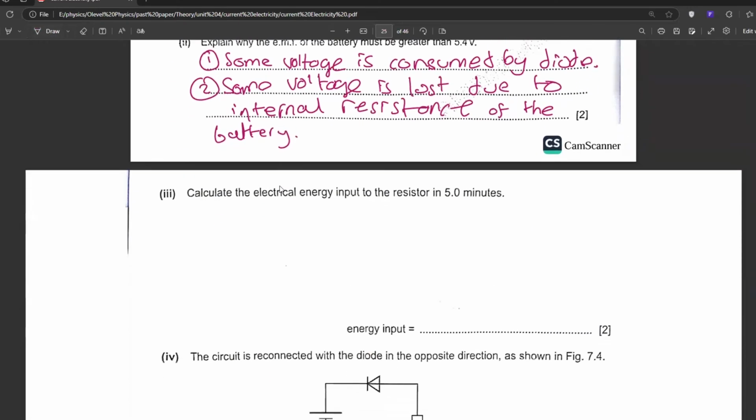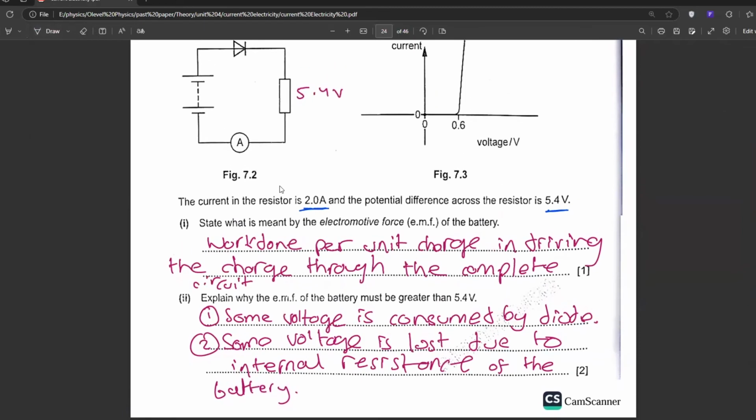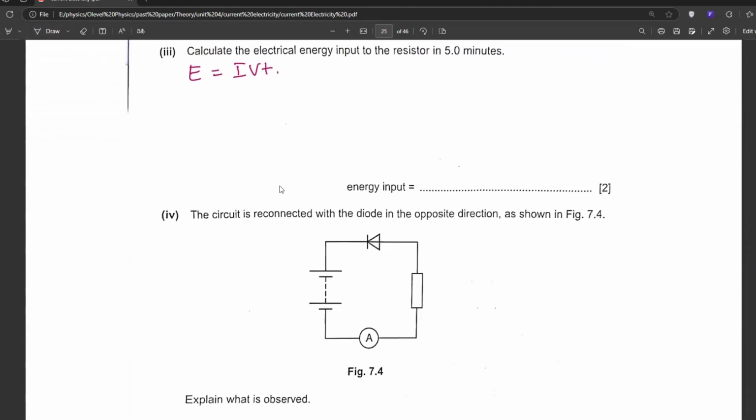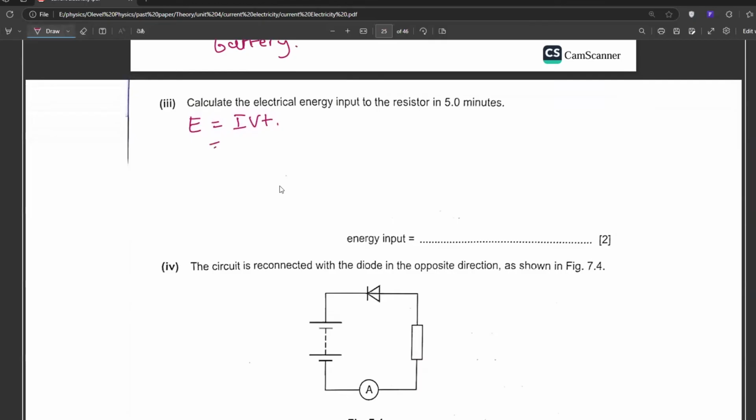Calculate the electrical energy input to the resistor in 5 minutes. So we have to calculate energy. What is energy equal to? IVT. Current is 2, V is 5.4, and the time is 5 minutes, so 5 into 60. 2 into 5.4 into 5 into 60 comes out to be 3240. 3240 joules is your answer.